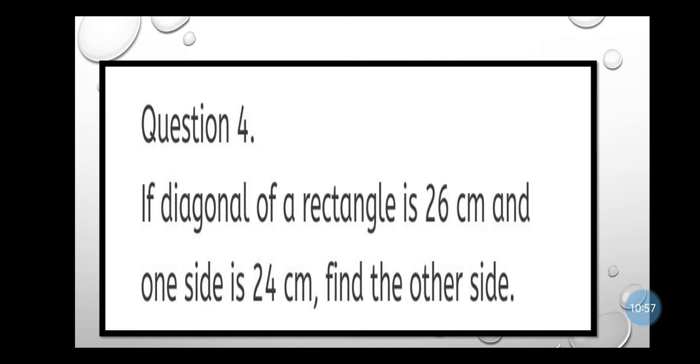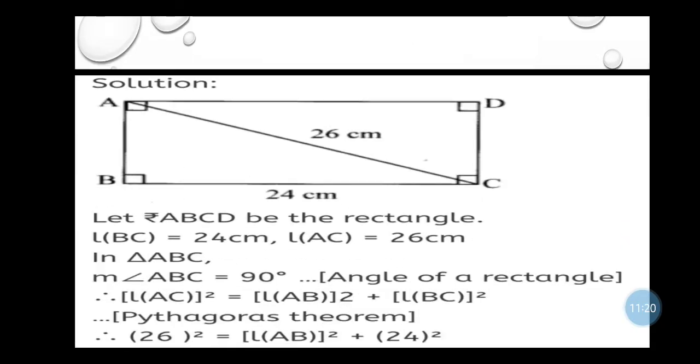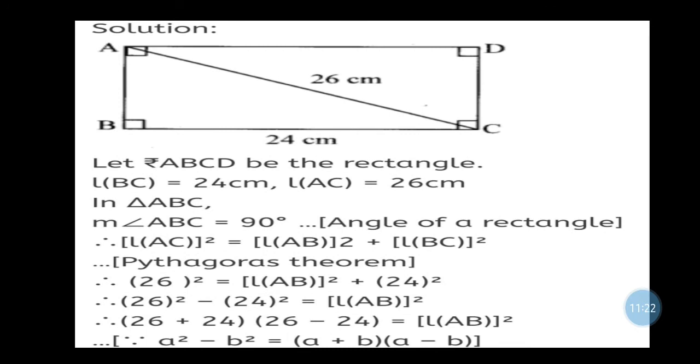Next question, question 4. If a diagonal of a rectangle is 26 centimeter and one side is 24 centimeter, find the other side. This is regarding a rectangle, so we need to recollect the properties of a rectangle. Opposite sides are congruent. So let's start. Please ignore the symbol of rupees; it is the symbol of quadrilateral.